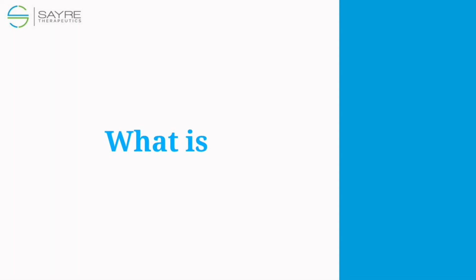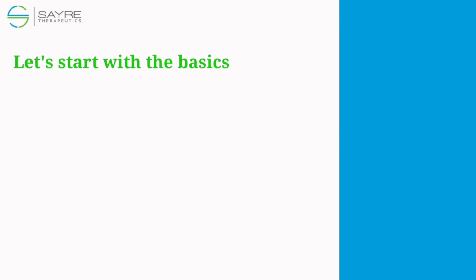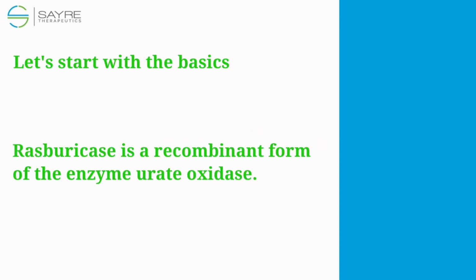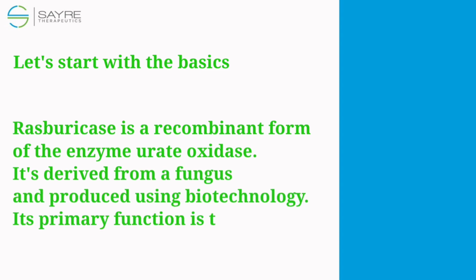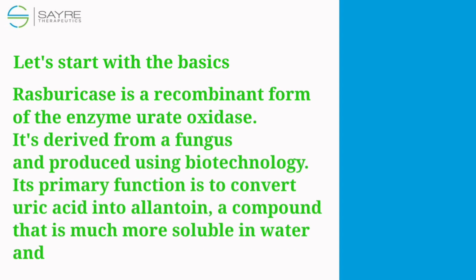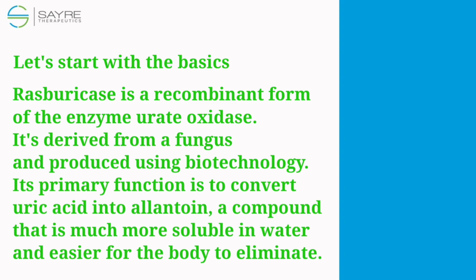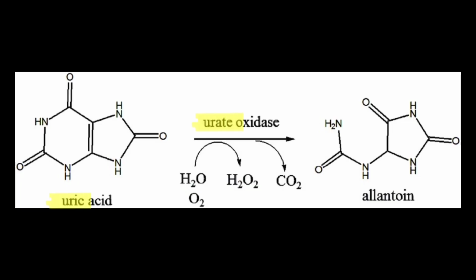What is Rasburicase? Let's start with the basics. Rasburicase is a recombinant form of the enzyme urate oxidase. It's derived from a fungus and produced using biotechnology. Its primary function is to convert uric acid into allantoin, a compound that is much more soluble in water and easier for the body to eliminate.